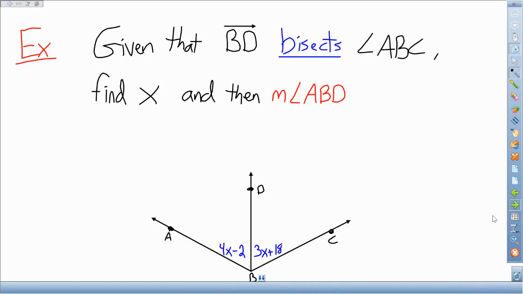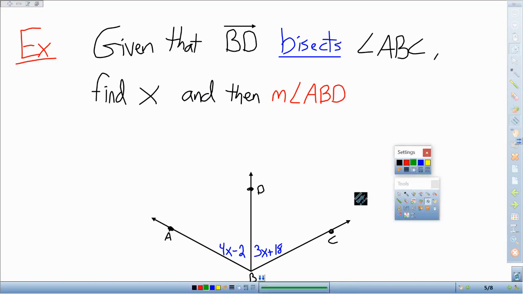Okay, let's keep going. All right, so for this next example, it says, given that ray, remember that's the symbol for ray, BD bisects angle ABC, find x, and then the measure of angle ABD. Okay, so there's a few things going on here. First things first, they're telling us that ray BD, which real quick, let me just highlight it, that's this ray going from endpoint B through D. So they're telling me that this ray is bisecting angle ABC.